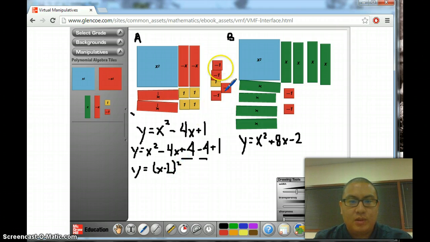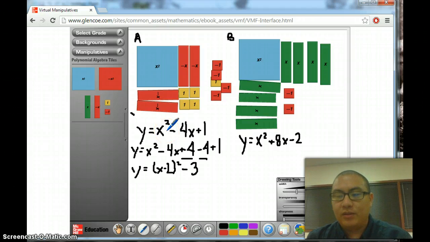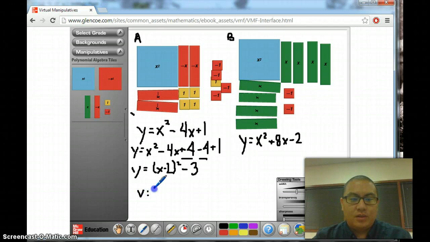And then what do I have on the outside? I have 4 negatives and 1 positive. That leaves me with 3 negatives. I have y is equal to x minus 2 squared minus 3. And that's equivalent to what we started with, y equals x squared minus 4x plus 1. So we've changed it from standard form into vertex form, and our vertex would be 2 to the right, so 2, and then down 3, so 2, negative 3.